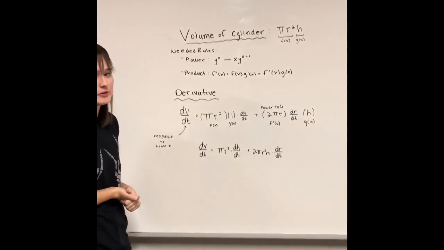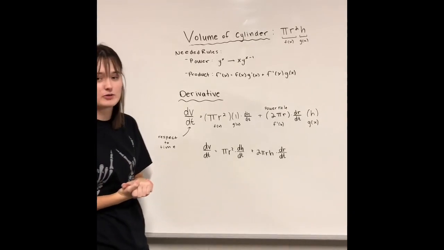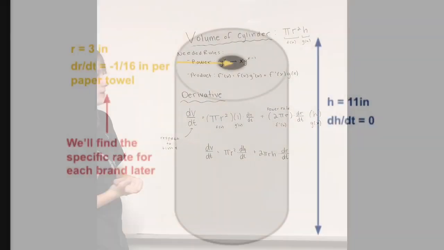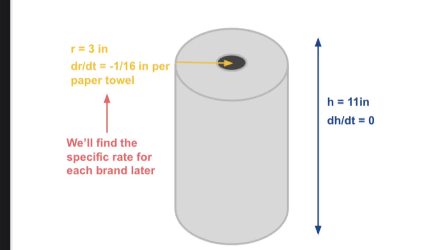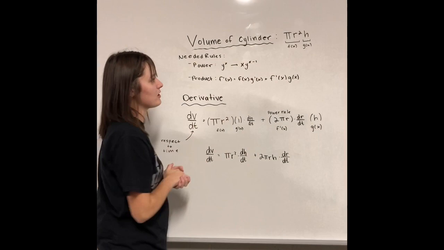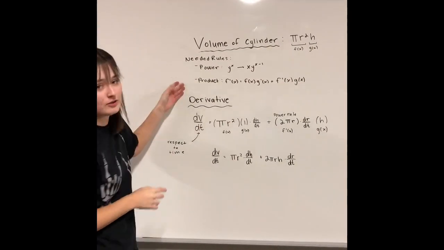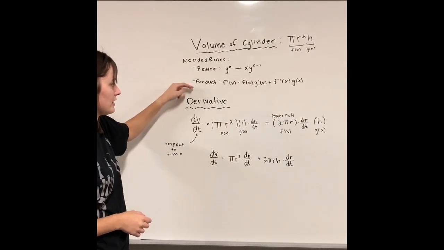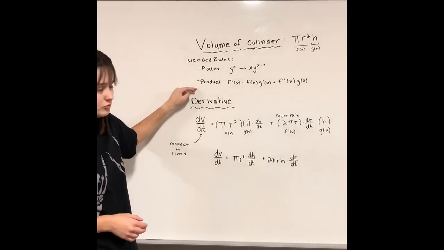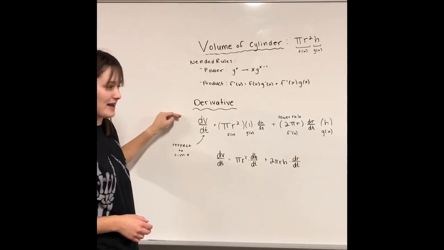Okay, since we're doing a related rates problem, first we need to find the volume of the shape we're working with. It's working with a cylinder. Our formula is pi r squared times h. And our needed rules to solve this problem are the power rule and the product rule. Using these rules, we will find the derivative in respect to time.